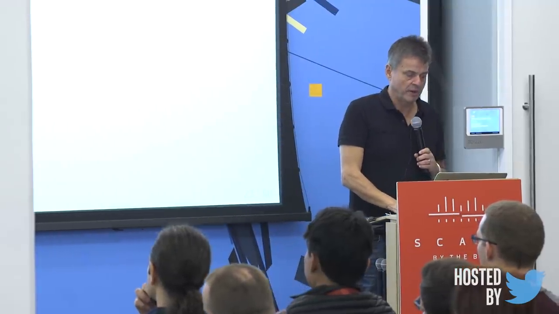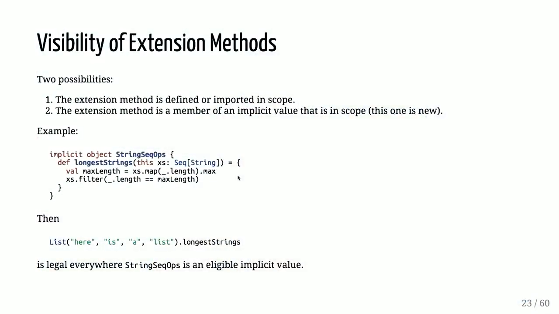So for instance, if we write here an implicit object StringSeqObs, which takes a sequence of strings and gives you essentially the sequence of longest strings in that. So all strings that collectively have the longest length of all the strings in the sequence, then you could use it like this wherever you are, because essentially the implicit scope of list looks for the sequence. So if this is essentially defined together with sequence, then you get it as the implicit object.